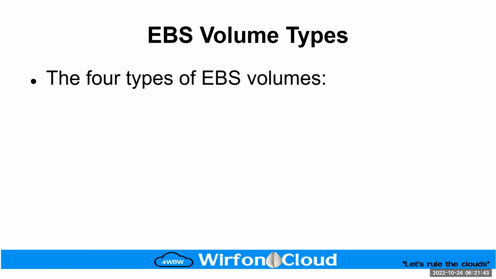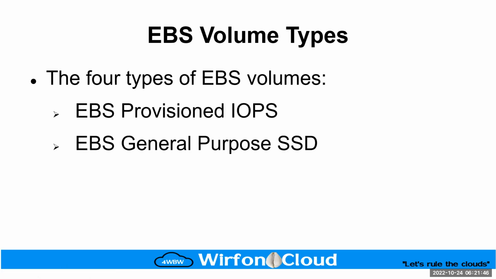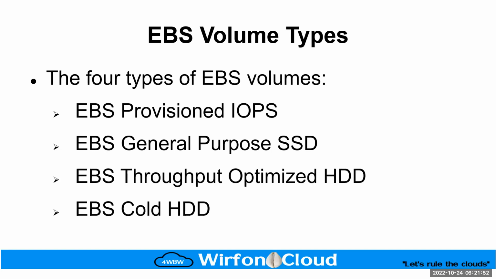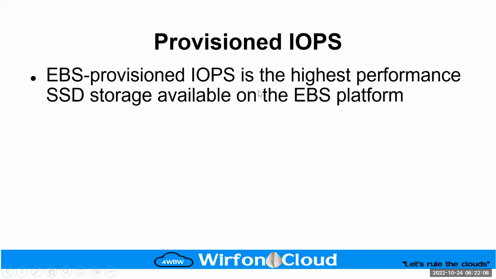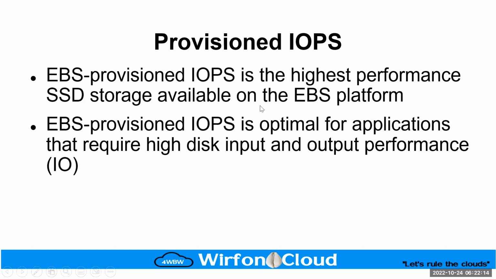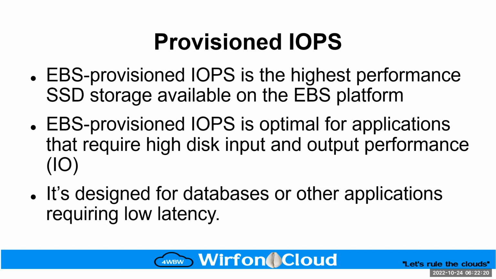We have 4 types of EBS volumes: EBS Provisioned IOPS, EBS General Purpose SSD, EBS Throughput Optimized HDD, and EBS Cold HDD. So let's look into each of these EBS volumes. Provisioned IOPS is the highest performance SSD storage available in the AWS platform. It's optimal for applications that require high disk input and output performance, designed for databases or other applications requiring low latency.